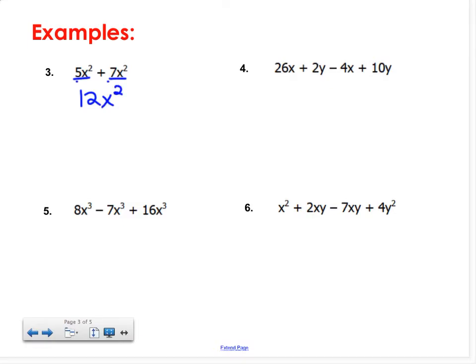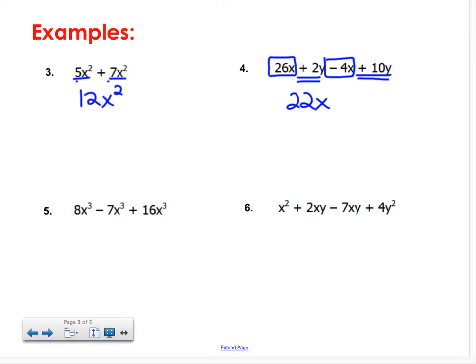All right, number 4. Let's look for what we have in common. Like terms. Well, here are some x's, and here are some x's. Notice I'm keeping the negative with the 4, all right? Here are some y's and here are some more y's. Let's start by combining the x's. 26 minus 4 is 22, so that'll give us 22x. If we started out with 26 x's and we took away 4 x's, that left us with 22 x's.